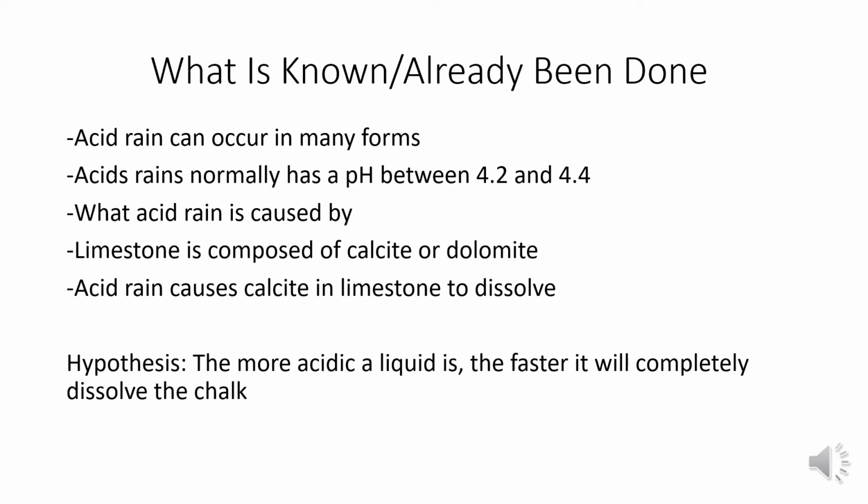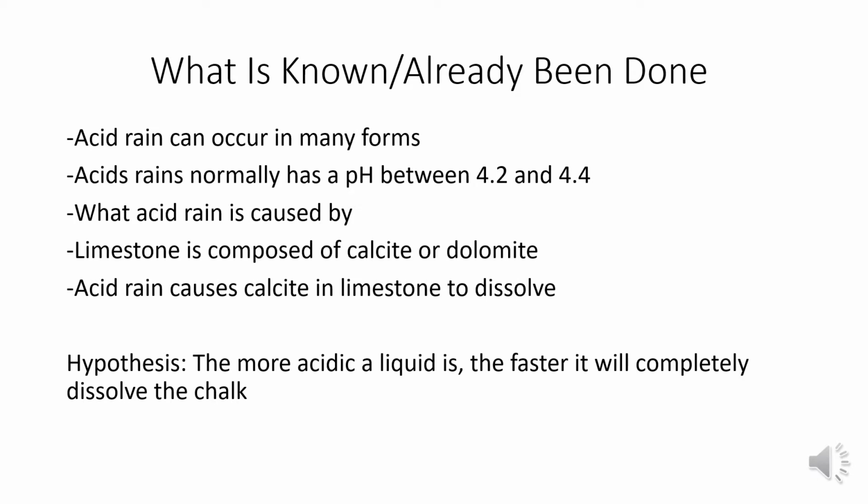What is known or already been done? Acid rain can occur in many different forms, such as snow, fog, rain, and tiny bits of material that settle to Earth. Acid rain normally has a pH between 4.2 and 4.4, and it is caused by sulfur dioxide and nitrogen oxides being released into the atmosphere.